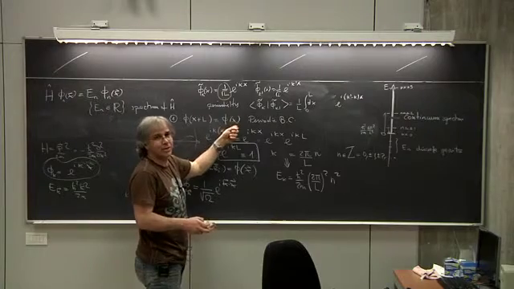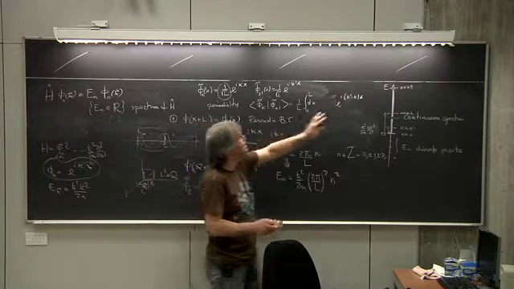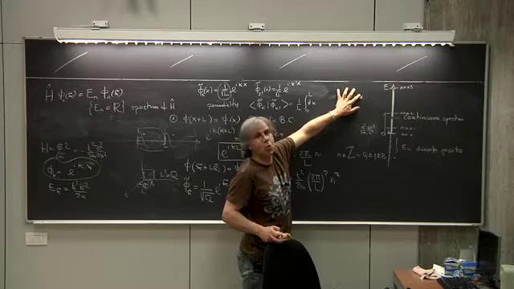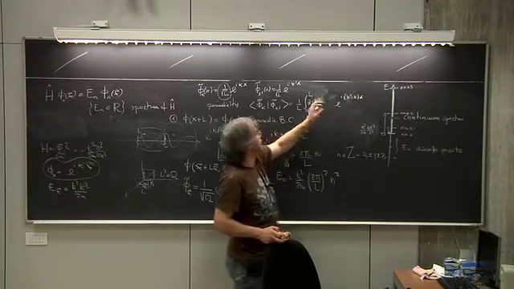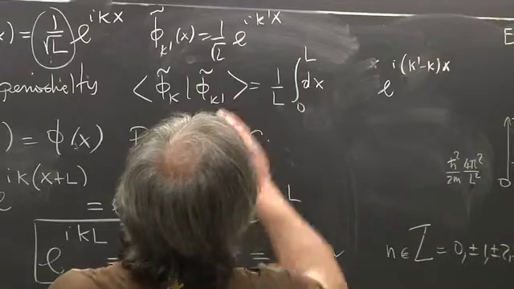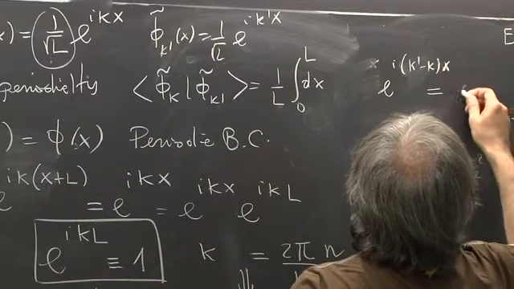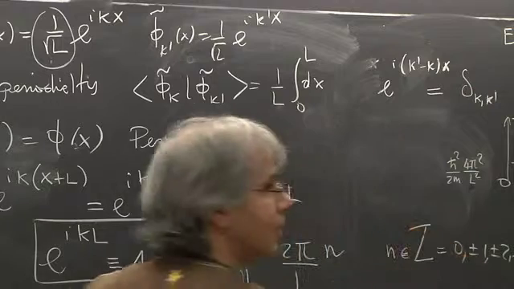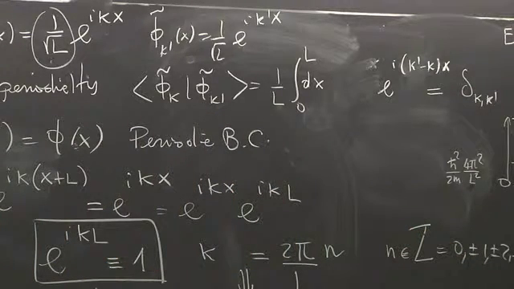And therefore, the integral is 0 unless k and k prime coincide, in which case this is just 1, and the integral is just 1. So the result of this calculation is simply delta of k and k prime. Kronecker delta. 1, 0, not the Dirac delta. There is no Dirac until now. All right? Is this clear?